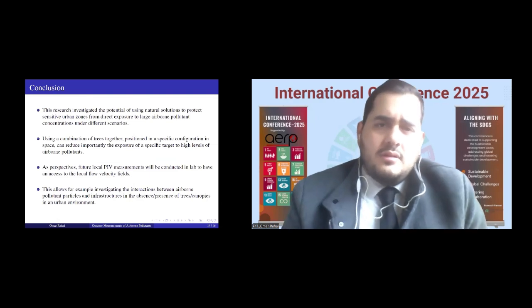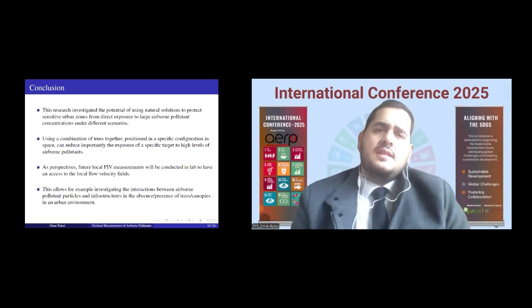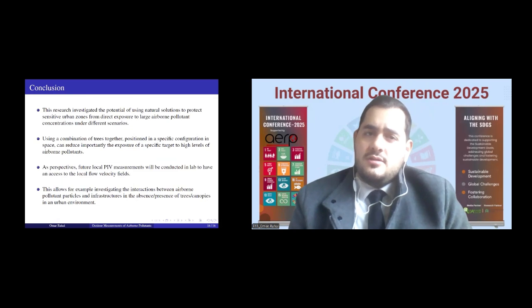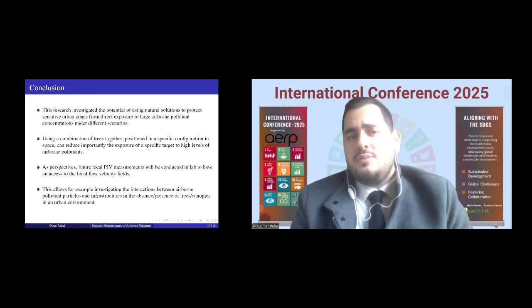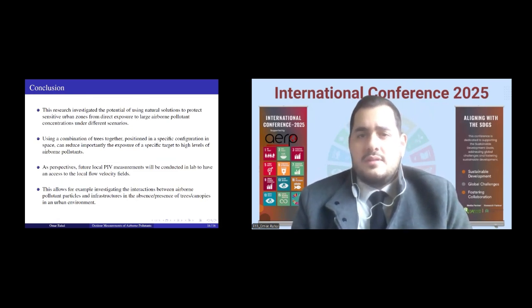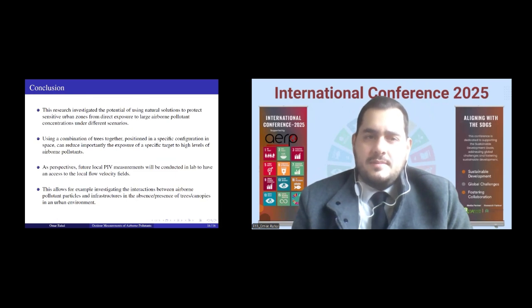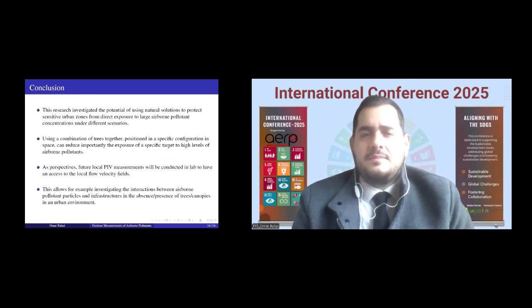As a conclusion, this research investigated the potential of using natural solutions, mainly to protect sensitive urban zones from direct exposure to large airborne pollutant concentrations. And by using a different combination of trees, we can actually reduce this concentration by at least 20% and up.